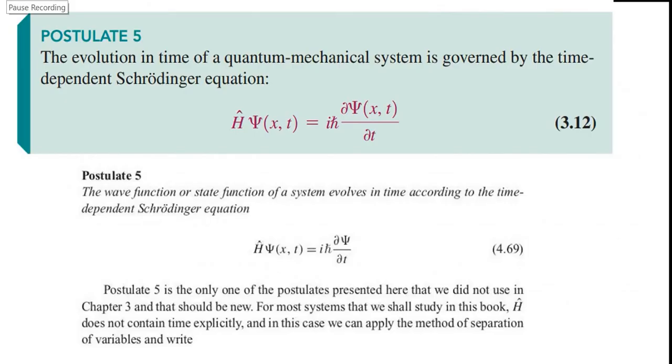So this is your postulate 5. The evolution in time of a quantum mechanical system is governed by the time dependent Schrodinger equation. The left hand side is like H psi equal to E psi, the time independent part, so the left hand side is the same, H psi, but the right hand side involves a time derivative of the wave function psi, along with a multiplication by i h bar. So that is postulate number 5.